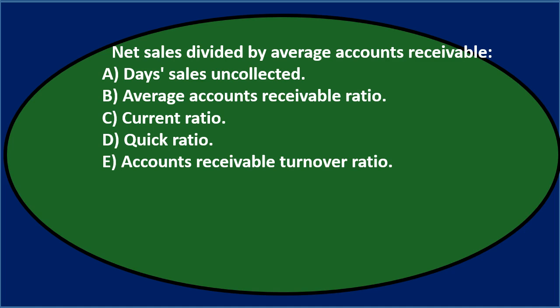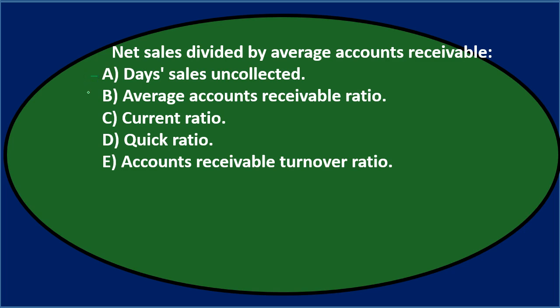Let's go through this again using the process of elimination. Net sales divided by average accounts receivable. Is that either A, days sales uncollected? So we're talking about sales and accounts receivable. Days sales uncollected, that would be at least something that's in the range. It's dealing with accounts receivable and sales. So I'll keep that one for now.